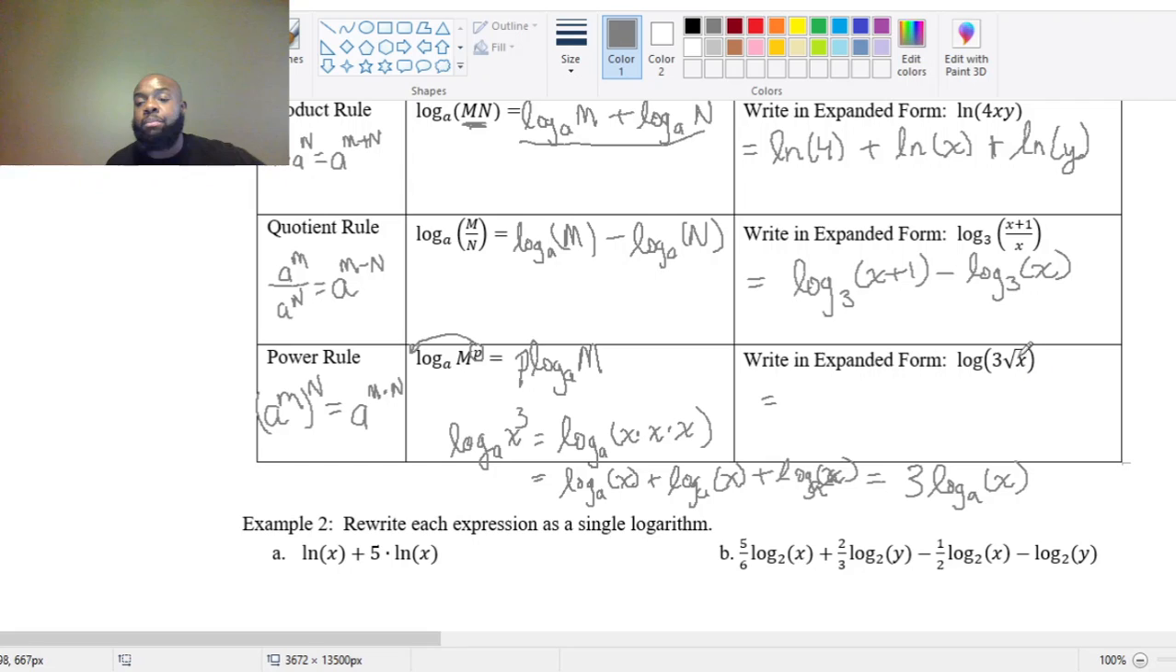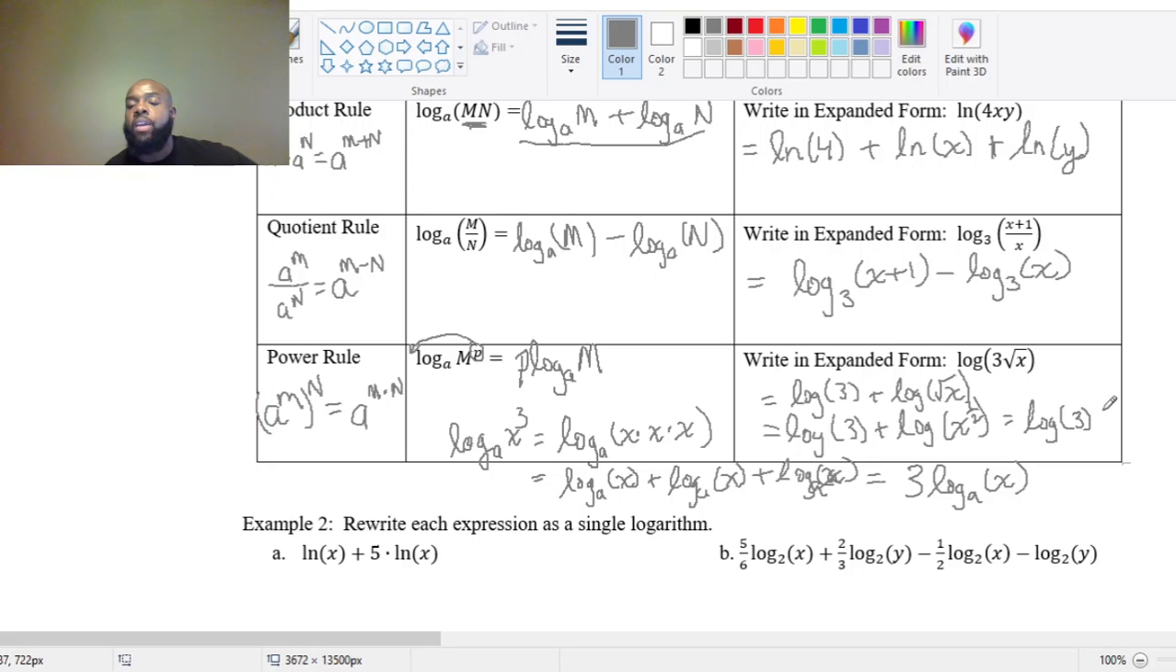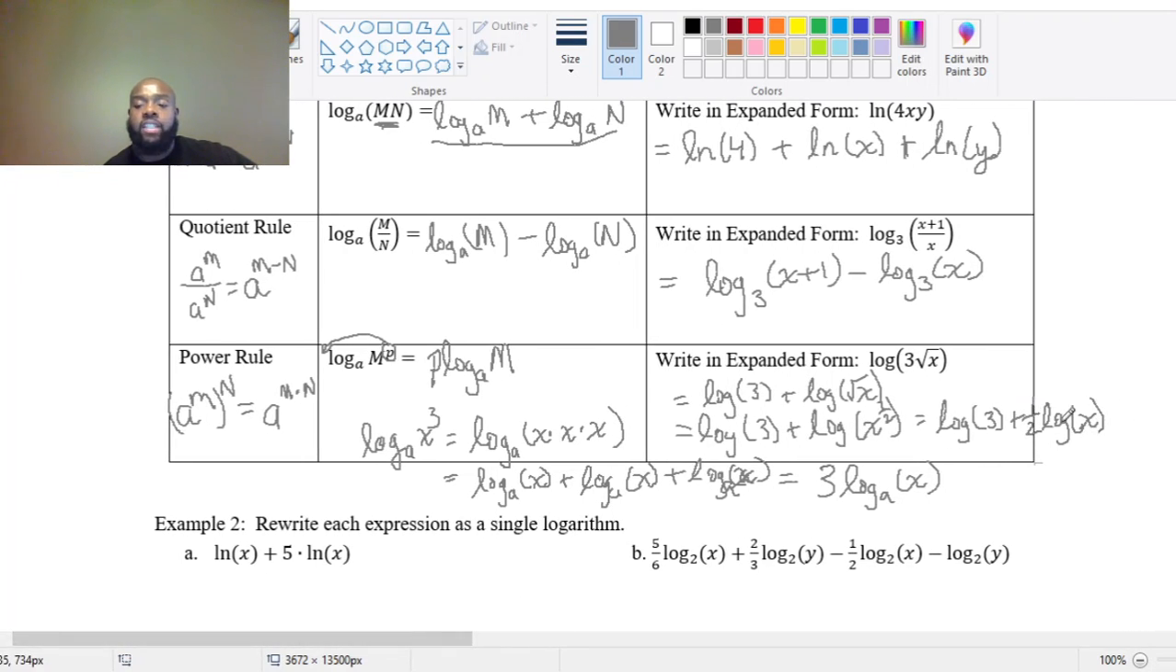First, that's a 3 times the square root of x. So I can write that as the common log of 3 plus the common log of the square root of x. And notice the square root of x is the same thing as x to the 1/2 power. So that'll be the log of x to the 1/2 power. And if I wanted to further expand this, I could use that power rule by bringing that 1/2 out front and multiplying it. So that'll be the log of 3 plus 1/2 times the common log of x. So that's using the power rule.